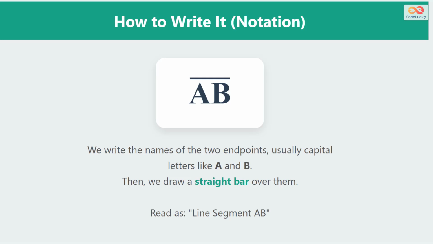In geometry, we have a special way to write names. To name a line segment, we use the capital letters of its endpoints, like A and B. Then, we draw a simple straight bar over the top. We read this as line segment AB.